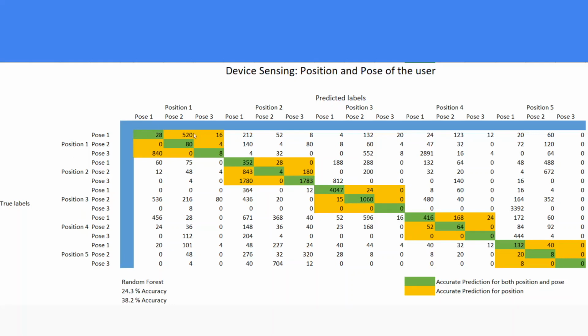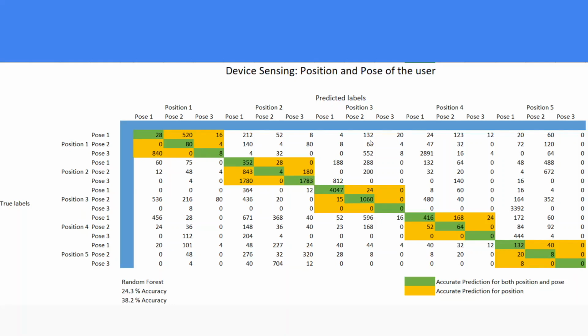And here in the orange background cells, this means that the machine learning algorithm correctly predicts the position. Overall, using the random forest algorithm, we achieved 24.3% accuracy for both the position and pose, and 38.2% accuracy with only detecting the correct positions. Looking down the diagonal, it seems like at positions 4 and 5 there are a lot of mispredictions, but looking at position 2 in pose 1 and position 3 in pose 1, we have a high amount of packets that were correctly predicted. This is very promising.